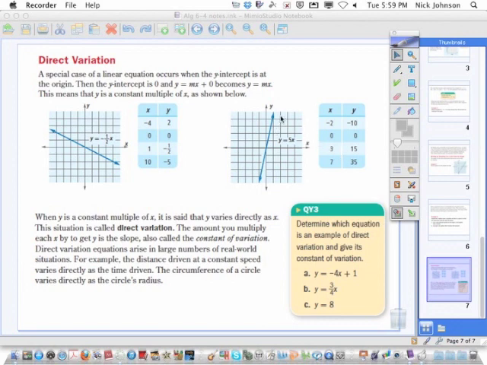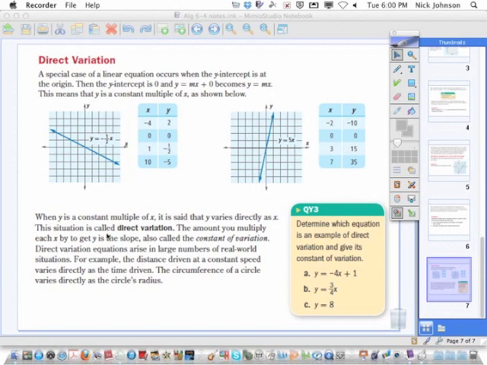If you look at this line here, it once again goes through the origin, which means our y-intercept is 0. And our slope is up 5, right 1. So our equation for this line is y equals 5x. Now remember, you don't have to put plus 0.